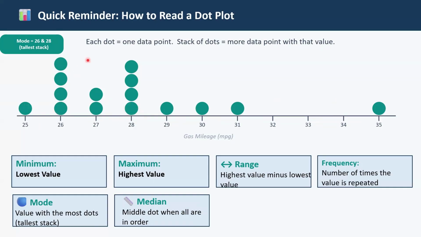Now let's look at the shape. Is it balanced or is it stretched more to one side? That tells us if it is symmetric or skewed. In this case, it is stretched towards the right because of this outlier. So this is skewed data.